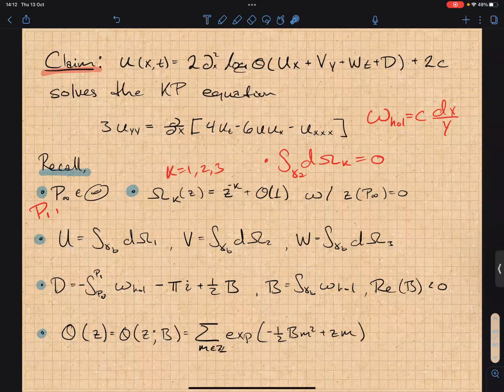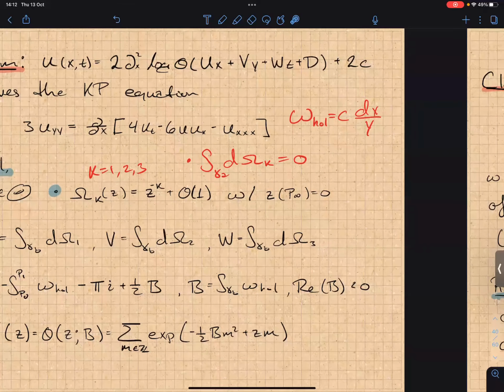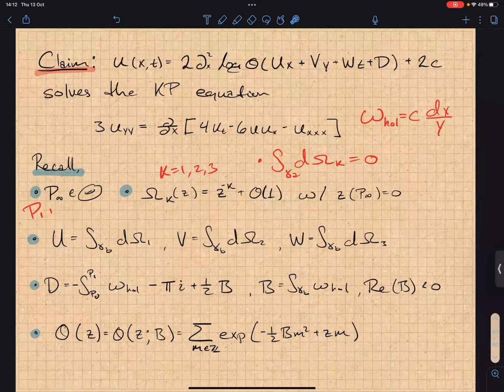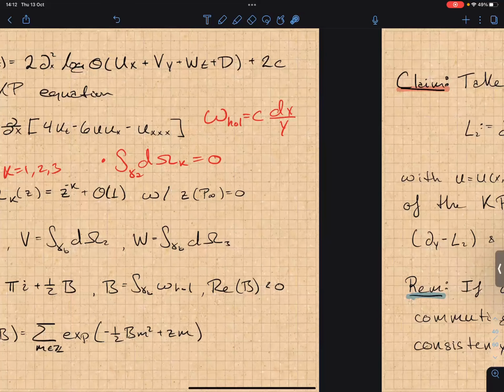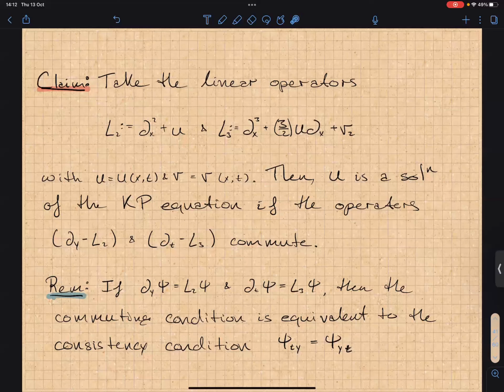In the previous lecture, we spent time trying to define these things. The only thing that we didn't define was this, but if we already know how to define the other for k equals 1 and 3, then defining this is not that difficult. So we're trying to prove that what you define this way is a solution of the KP equation. That's the goal. The first thing that I'm going to do is translate the problem to a consistency equation for linear operators.